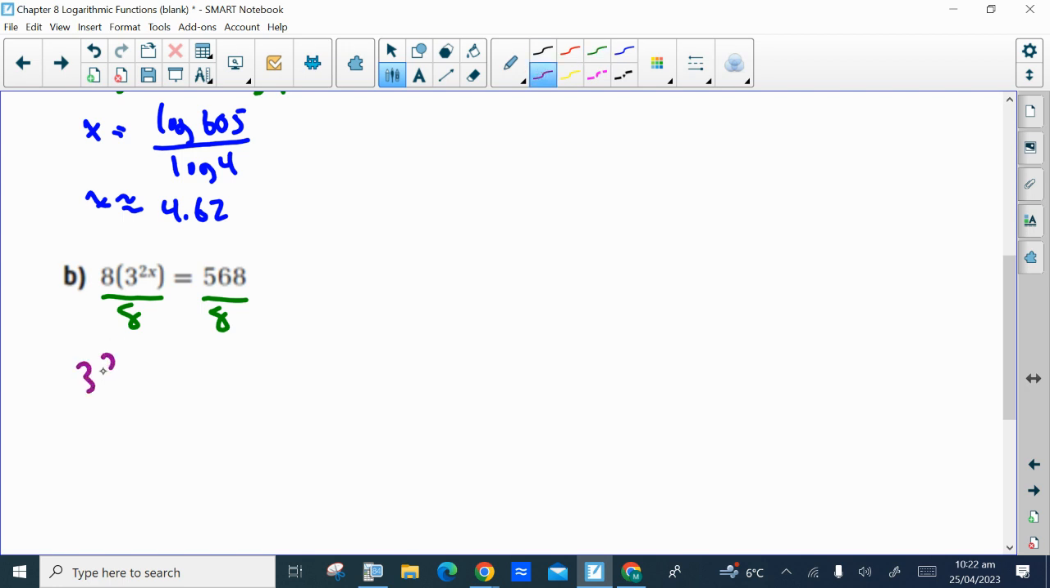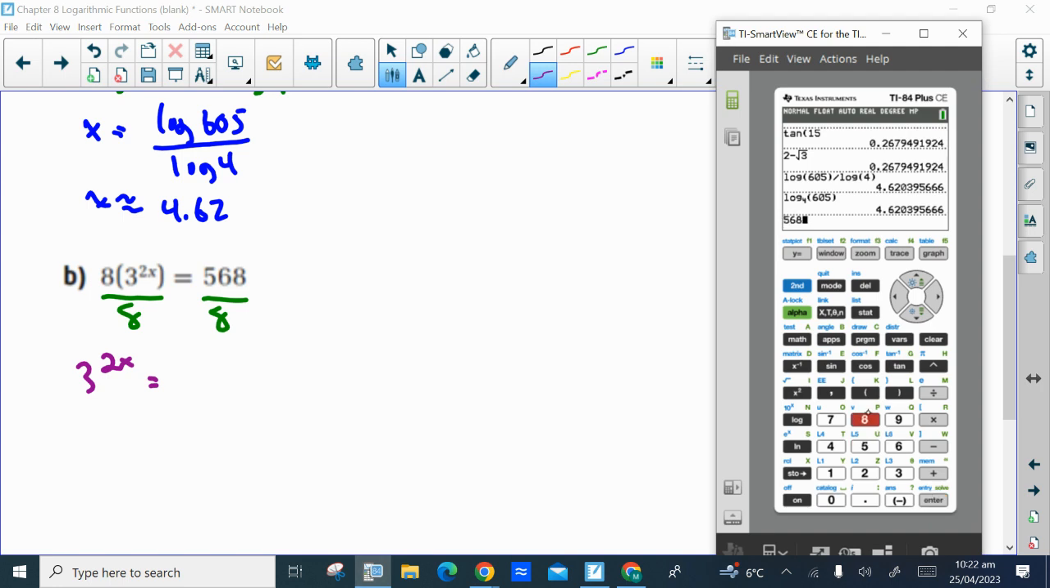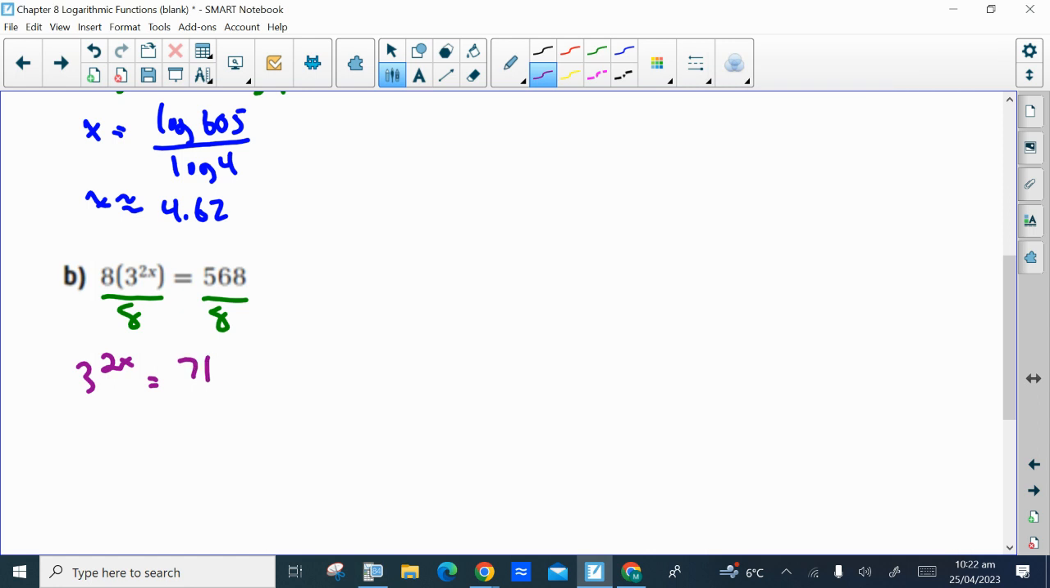And that will leave us with 3 to the 2x equaling, on the right side, 568 divided by 8, which is 71. And then we will convert from exponential to logarithmic. We'll start with the base and cycle through. Remember, the base in either form is the same. The exponential function has a base of 3, so the log will have a base of 3. The cycling through tells you the order the other pieces are written in. So after the base 3 comes a 71. After that comes the 2x.